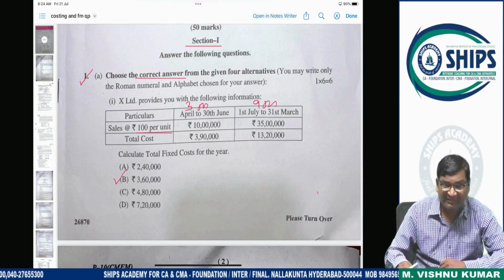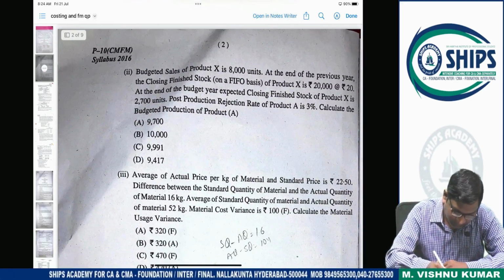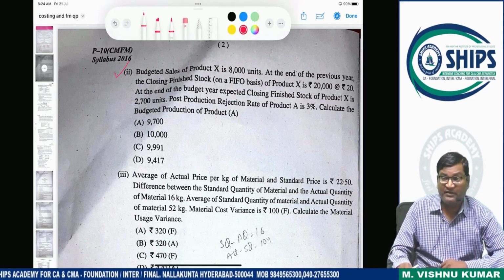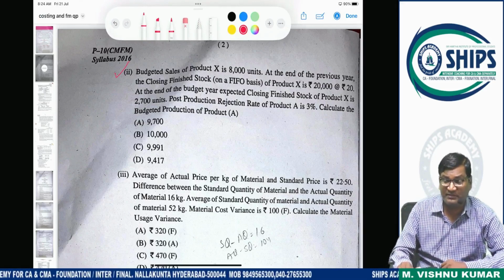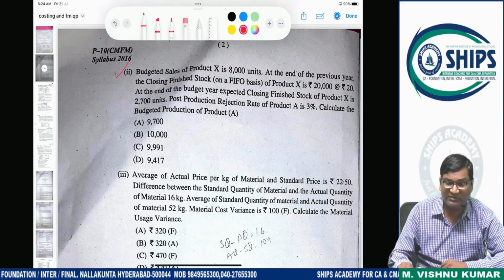Now we'll start the next question. This question is on budgetary control, production budget. So in production budget, already students know how to calculate the production.